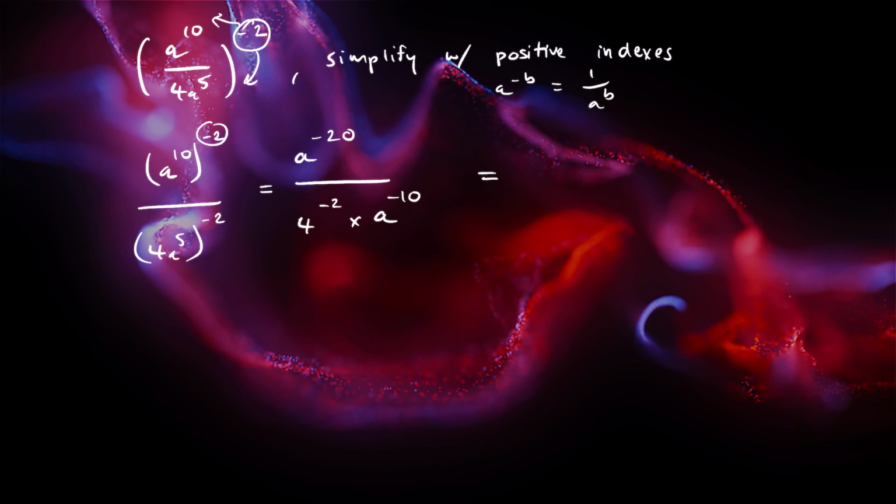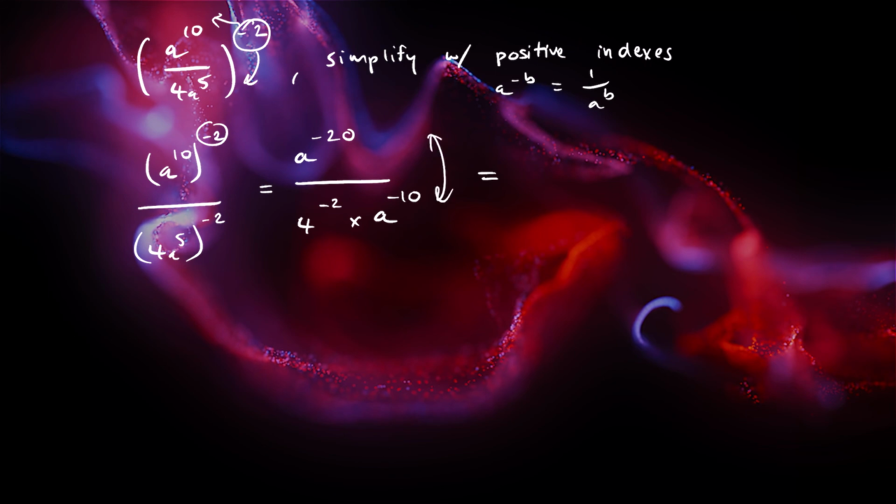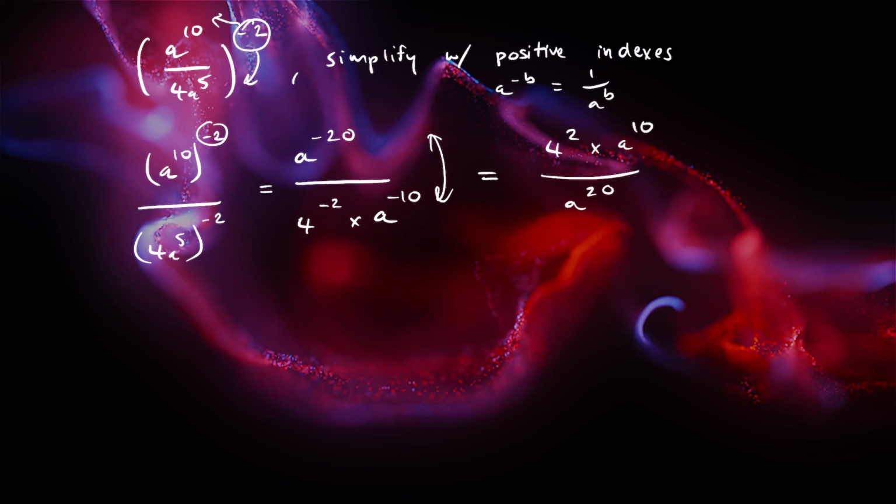Using that rule, we could have done the whole long way around, but as a quick side note, which I've proven just a couple examples before, we can just flip the numerator and the denominator around and then make all the exponents which are negative positive and all the exponents which are positive negative, and that will work out just fine. So this is the same as 4 to the power of 2 multiplied by a to the power of 10 over a to the power of 20.